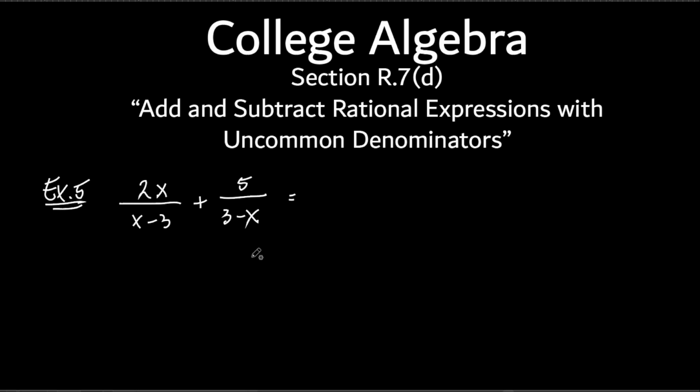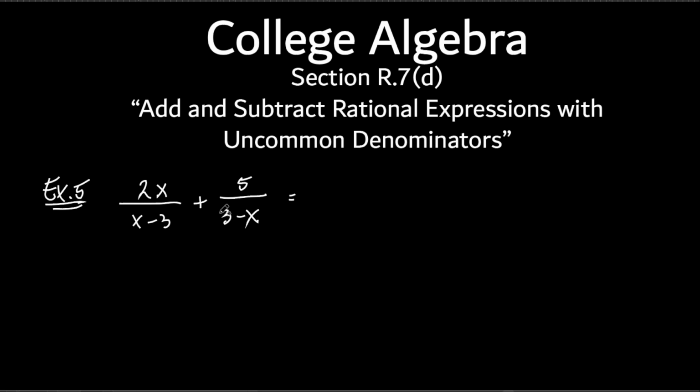So are the denominators the same? No, they're not. They're almost the same, though, aren't they? They're just kind of flipped, right? So it would be really nice if I could just have a common denominator and make it x minus 3, right? If they were both x minus 3, that would work out pretty nice, wouldn't it? Because I just add the top, keep the bottom, x minus 3. But this one is not x minus 3. It's close to it, but it's not quite.